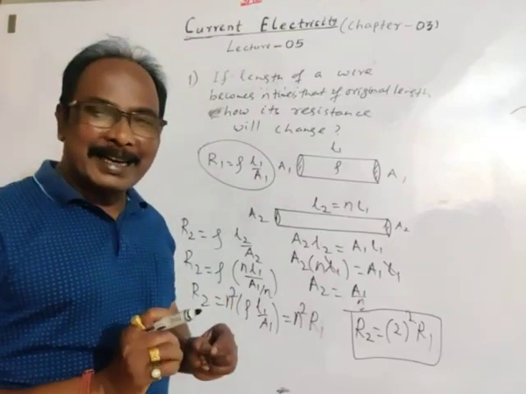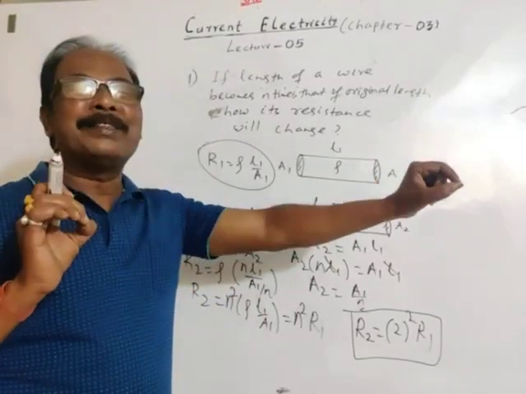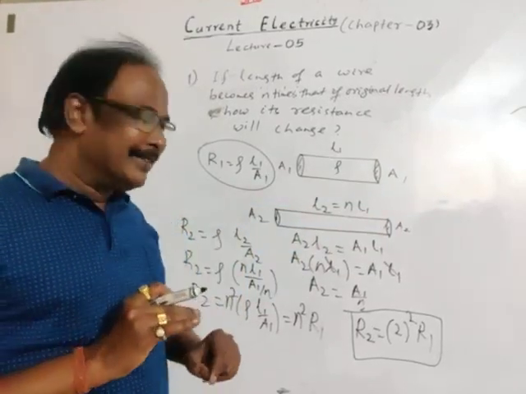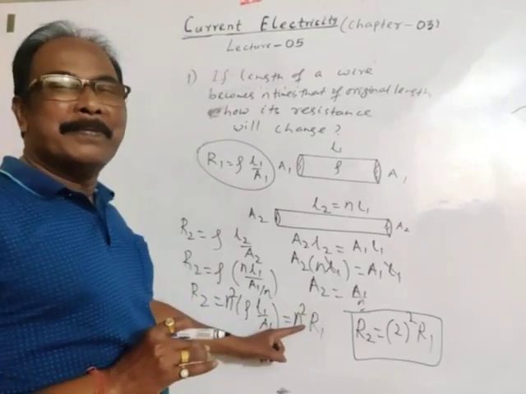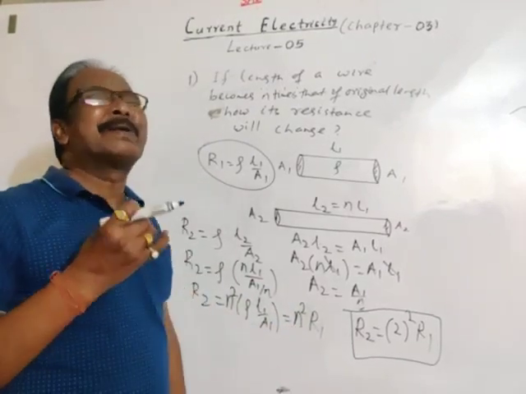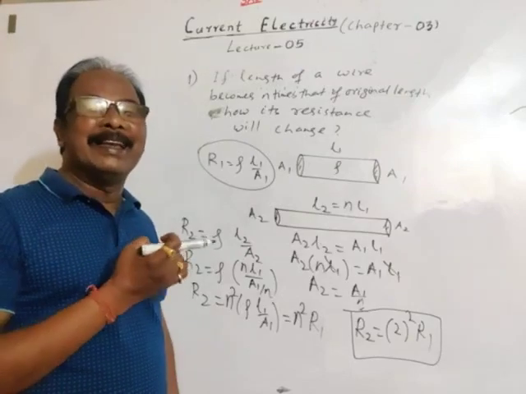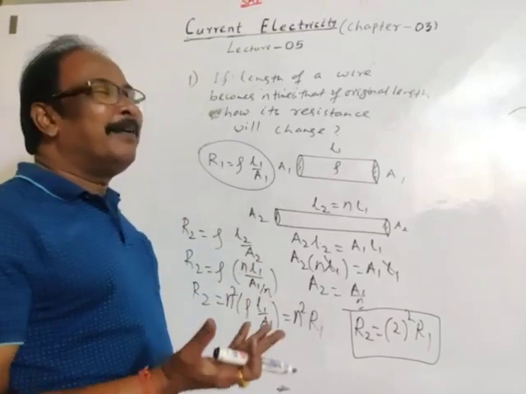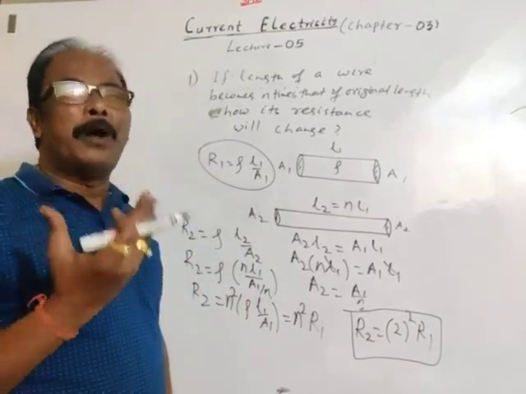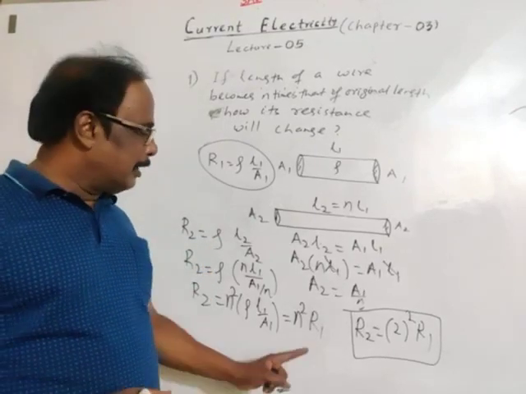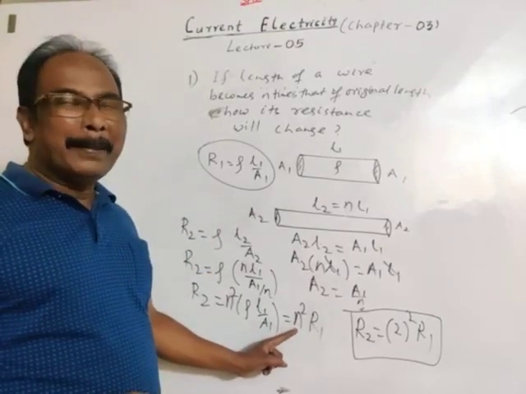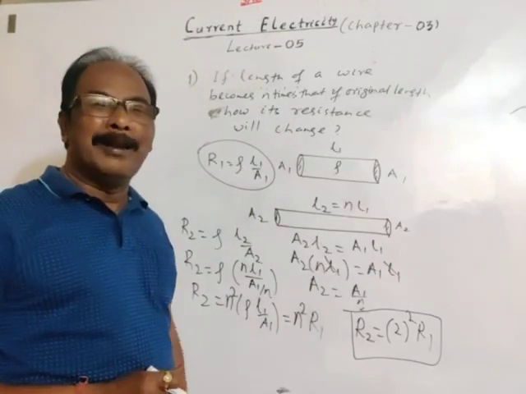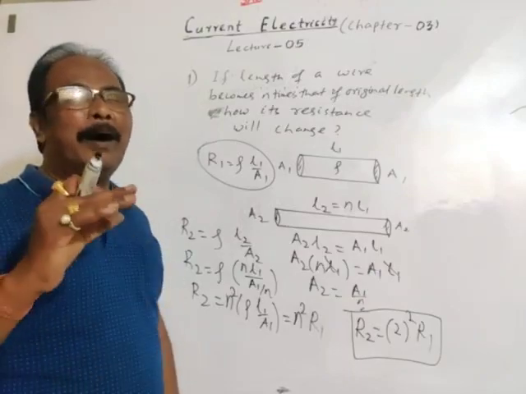So what's your basic trick? If the length becomes n times by stretching it, then the resistance becomes n square times the original resistance. This is your trick. So you may take the length as double, triple, or quadruple, whatever it may be. Just put here 2 square, 3 square, or 4 square, depending upon the situation. This is about increase in length. Let's now think about decrease in length.